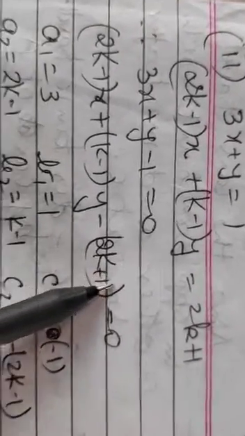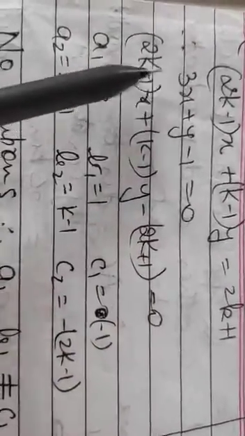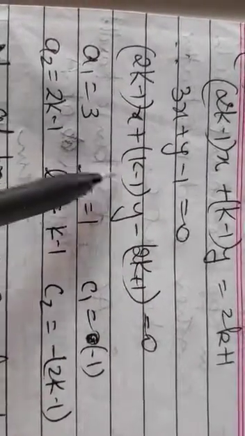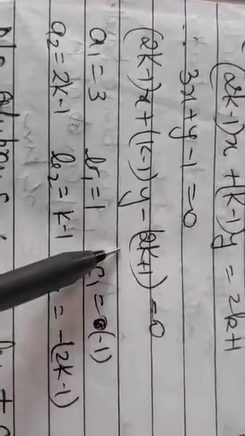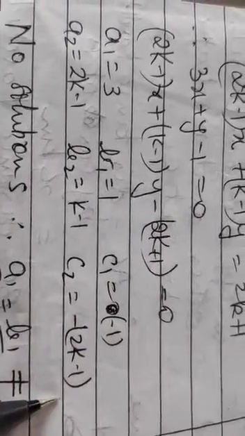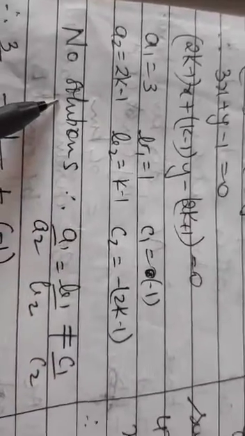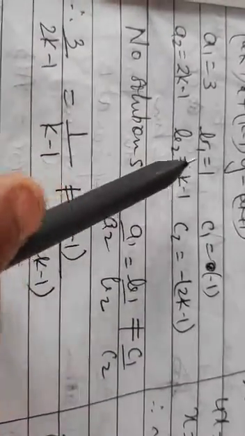Clear? Now isolate a1, a2. So a1 is 3, a2 is 2k minus 1, b1 is 1, b2 is k minus 1, c1 is minus 1, and c2 is minus 2k plus 1. Okay till here? Now when the solutions are not there, the situation is a1 upon a2 is equal to b1 upon b2 is not equal to c1 upon c2. So we'll write those values. See, a1 upon a2, b1 upon b2 and c1 upon c2.